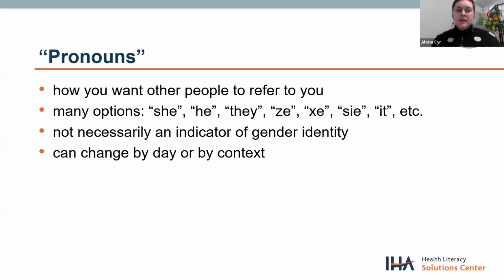So, pronouns. I mentioned earlier that pronouns can be a part of gender expression. Basically, pronouns are the way that you want other people to refer to you if it's not using your name. So there's lots of different options. Common ones I think most people are aware of in the English language are she, he, they, but there are also these things called neopronouns, such as ze, and even some people use the pronoun it. However, don't ever use the pronoun it for somebody unless they explicitly say that that's the pronoun that they use.